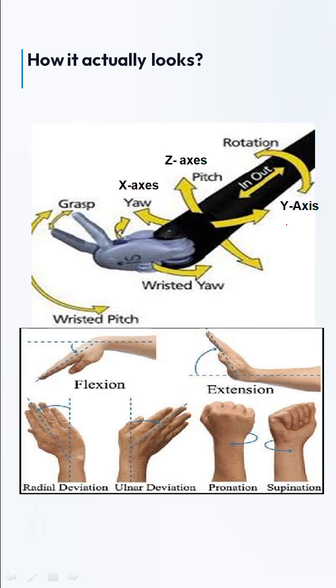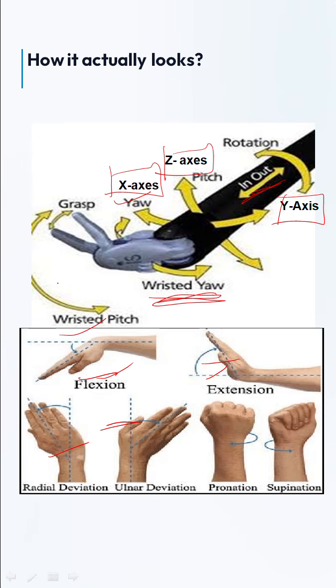Okay. So how does it actually work? The yaw movement will act as the x-axis movement, and the pitch movement is for the z, and the in and out movement is for the y-axis. And if you look at the human hand, the flexion and extension movements will work as the wrist yaw. And the pitch movement is like the radial deviation of our wrist, which is called the pitch movement.